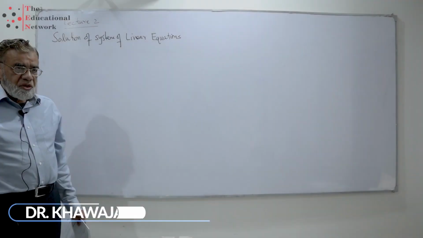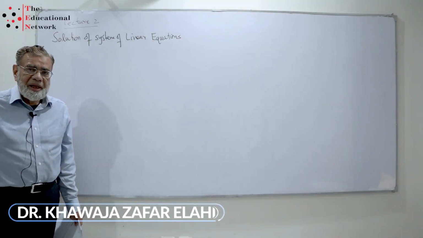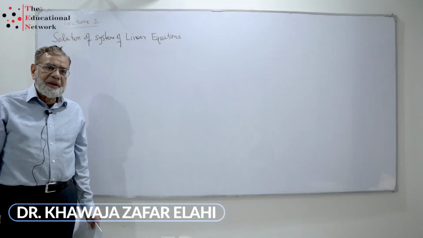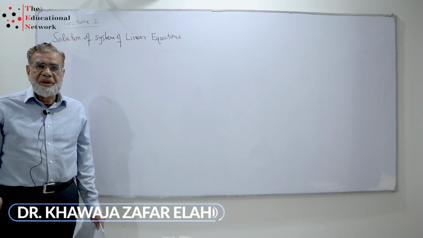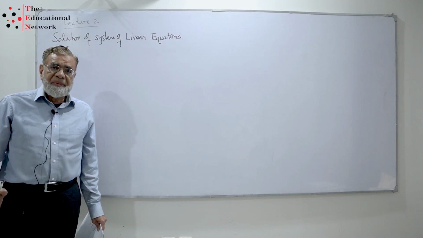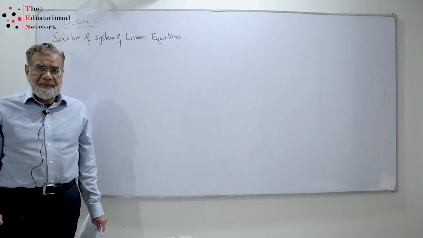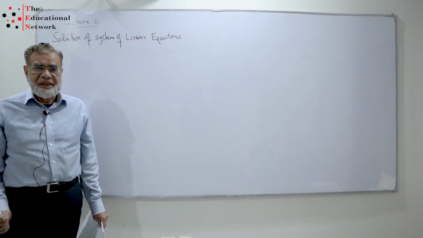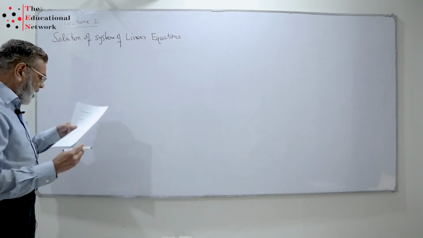So we are going to discuss the solutions of the system of linear equations. There is a very important thing that we want to see. Sometimes the system has a solution and sometimes the system doesn't have a solution. When the system has a solution, we say it's consistent. And if the system doesn't have a solution, we say inconsistent. I'll explain with the help of an example.